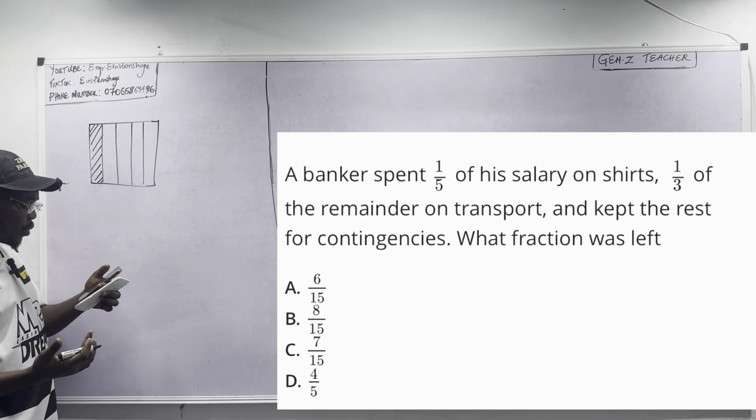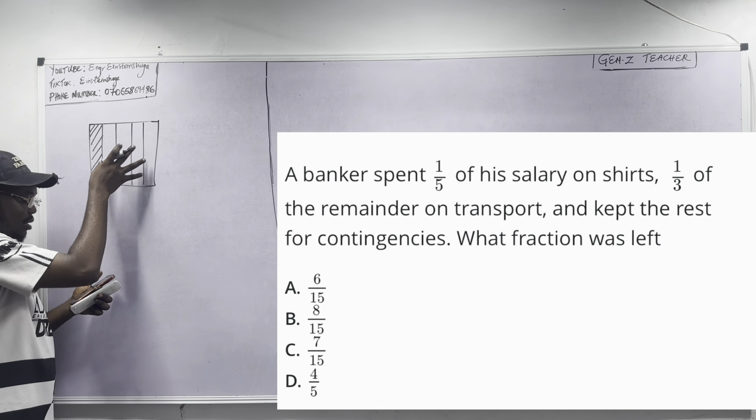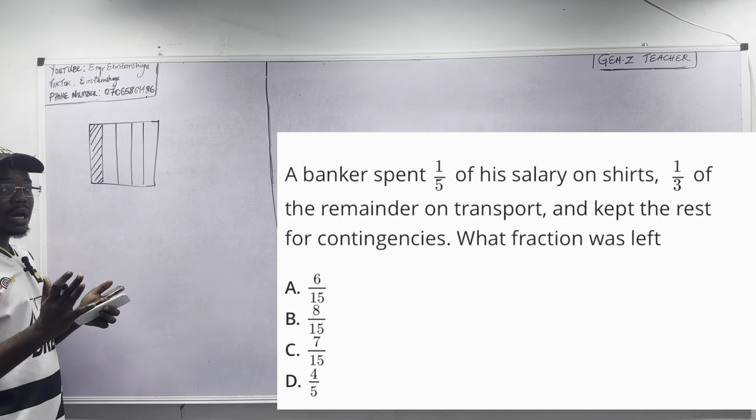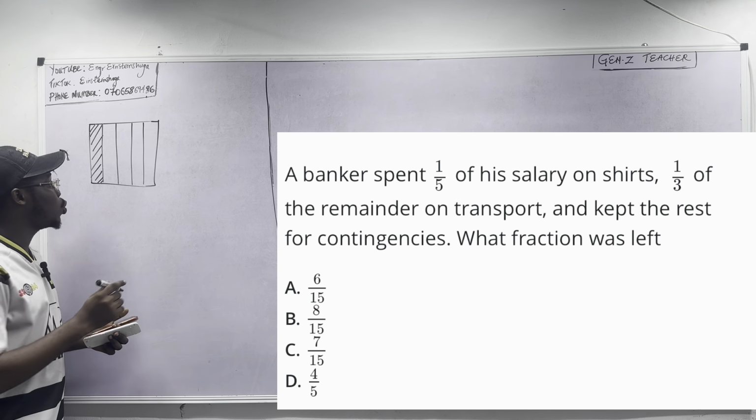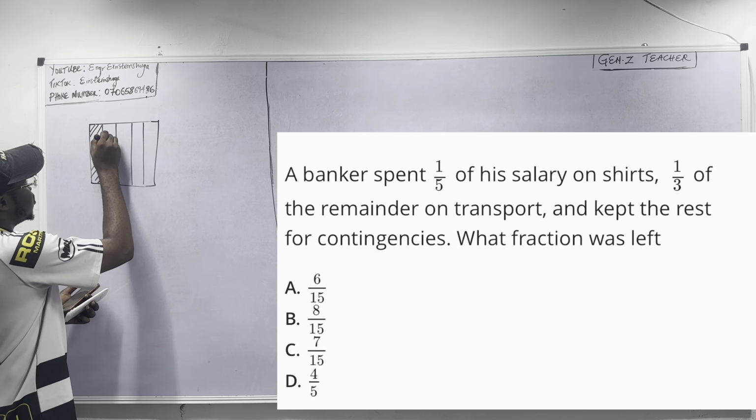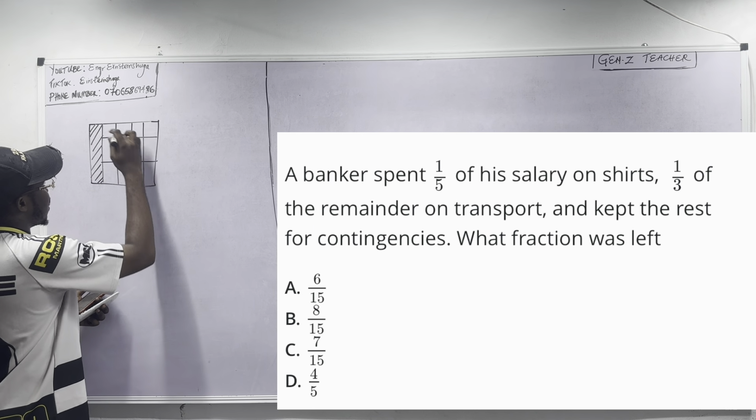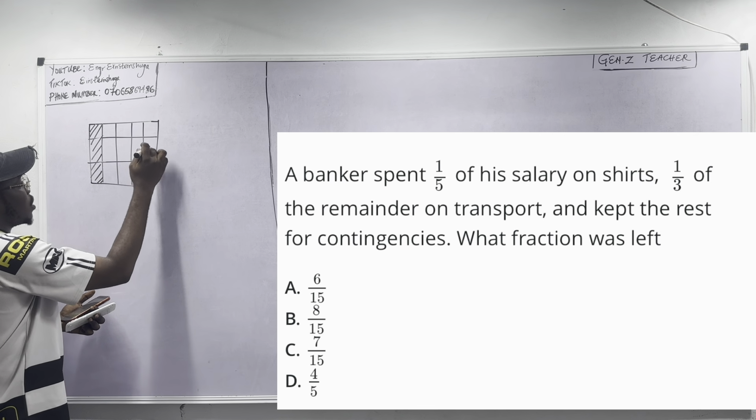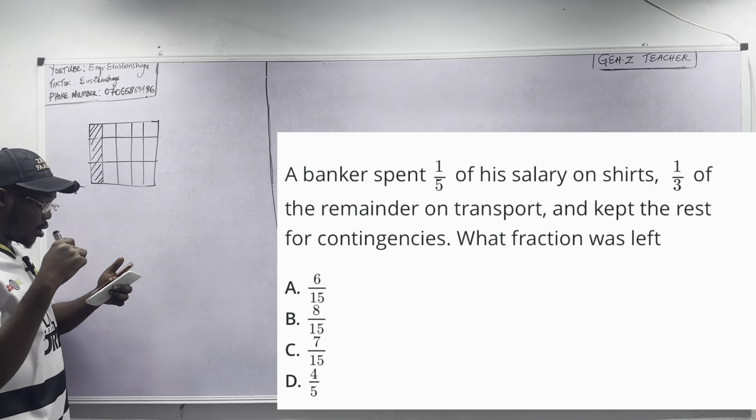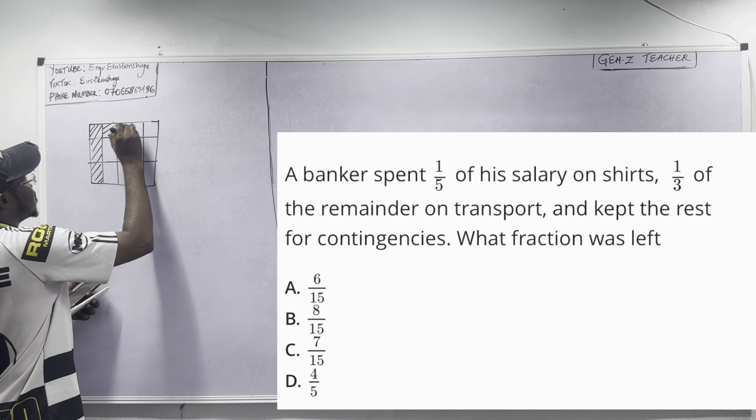Then they said from the remaining parts, he used 1/3, meaning you have 3 parts and you used 1. So we need 3 parts from each of these. So we have 1, 2, and 3. You can extend the lines. 1, 2, and 3. And then you use 1 from inside, 1/3. So we're going to shade just 1 part again.